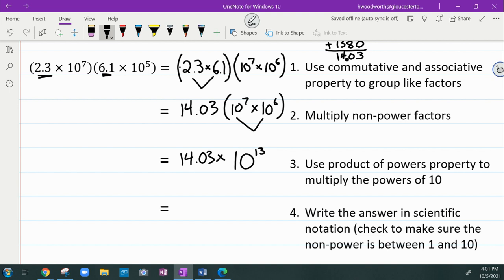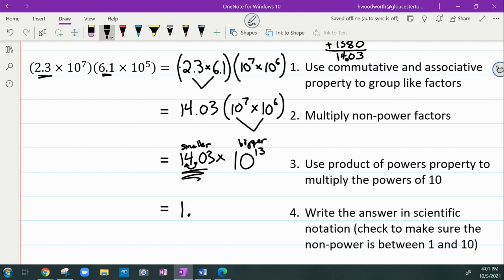Now, the final step is to check our answer. We have to write it in scientific notation, so we have to check to see if that first number here is between 1 and 10. It's not, so we have to make an adjustment. If we move the decimal this way, we're making that smaller by a power of 10. So we have to make this bigger by a power of 10 to account for it.